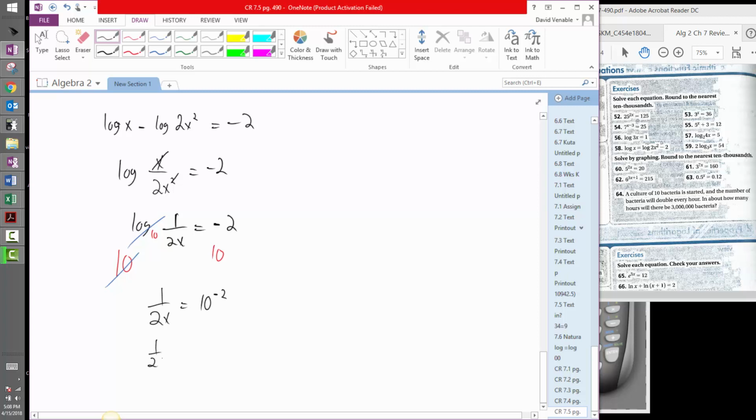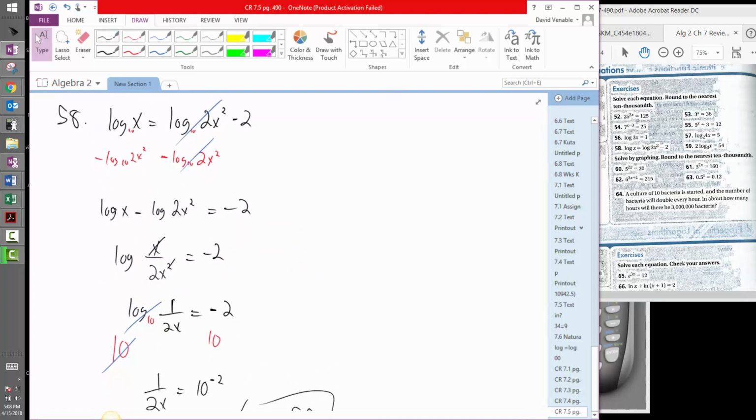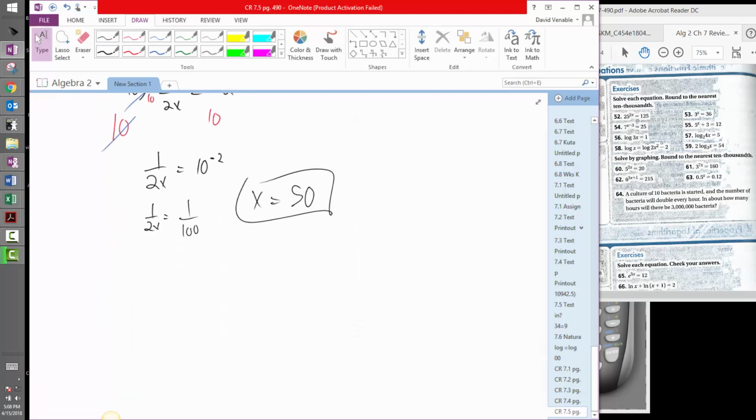But that means 1 over 2x is equal to, well, I know what 10 to the power of negative 2 is. 10 to the second is 100. So the power of negative 2 is 1/100th. And if you notice, I can see right now that x is going to be 50. I'm jumping the gun here, but you could go ahead and solve this proportion. The denominator is 2x equals 100, x is 50. So kind of neat. This one's a little more complicated than the rest because you have to apply that single logarithm property, but it's still possible to do by hand.